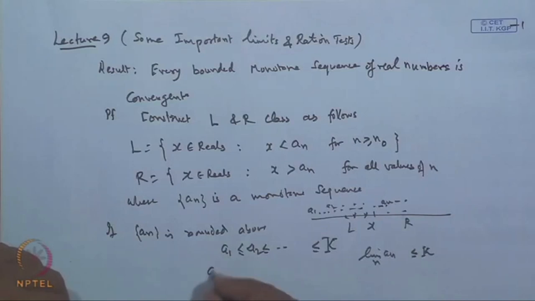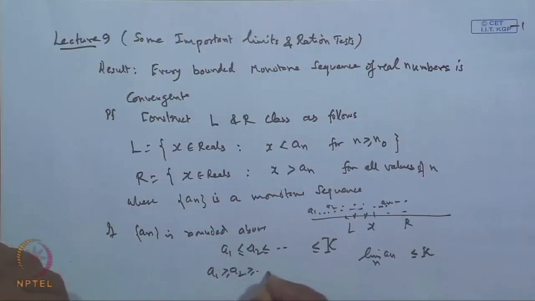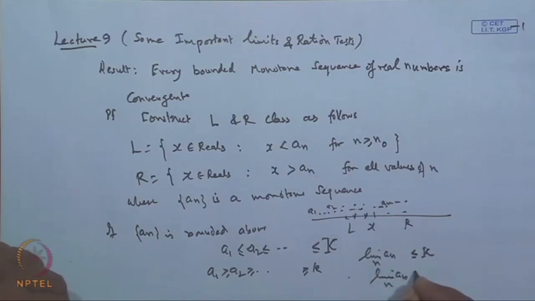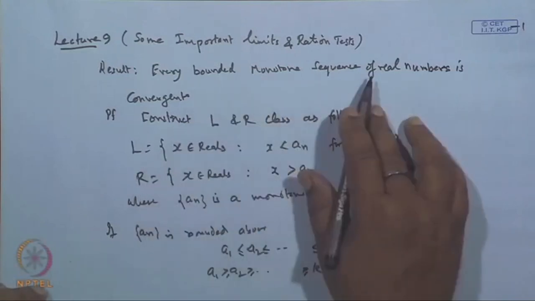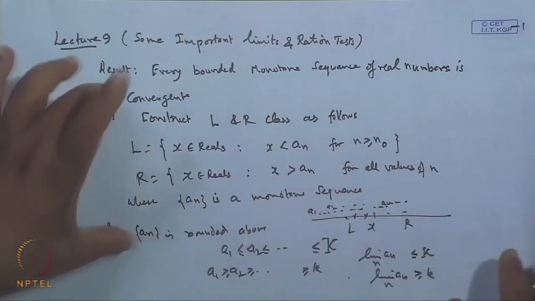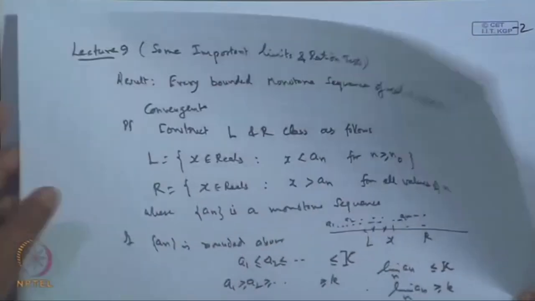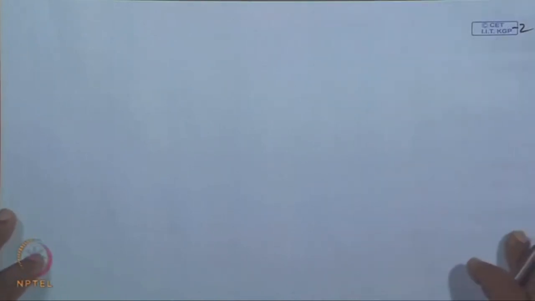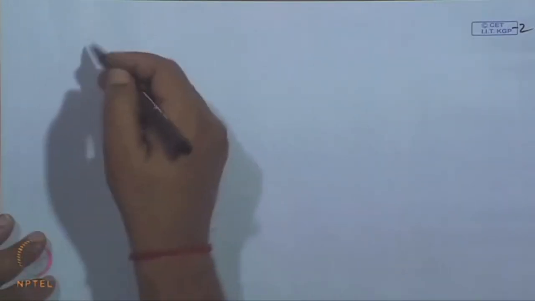Similarly, if each term is greater than or equal to k, then the limit of the a_n's as n tends to infinity will be greater than or equal to small k. So it will be bounded. So every bounded monotone sequence of real numbers is a convergent sequence. Using this, we will discuss some limits which are useful. So let's see some limits.